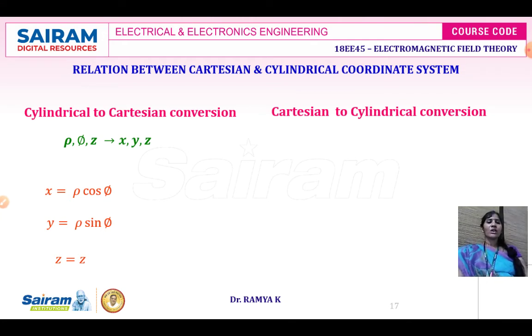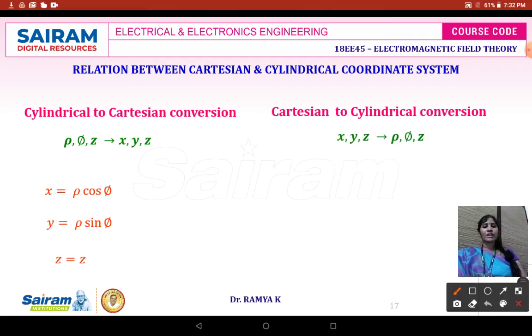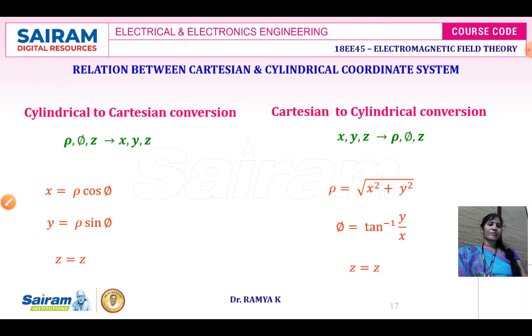Next is your Cartesian to cylindrical conversion system. Cartesian means it is going to be x, y, z. How are we going to convert the x, y, z coordinate system to the rho, phi, z coordinate system? Rho is equal to root of x square plus y square, and phi is equal to tan inverse of y by x, and z is equal to z.